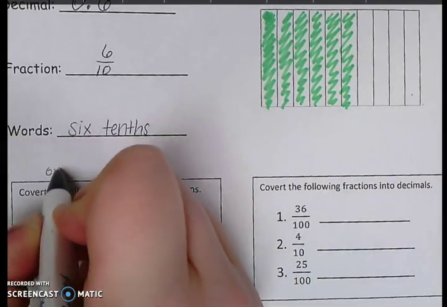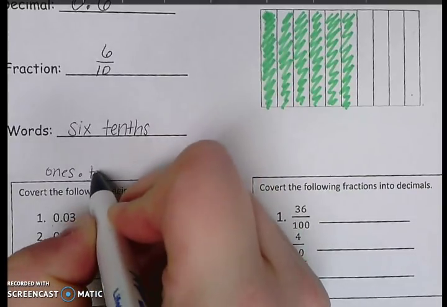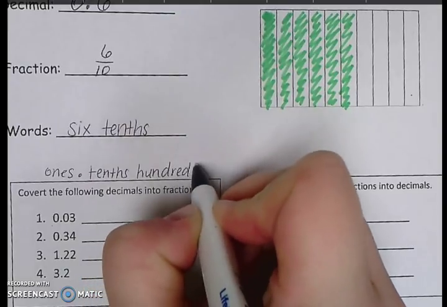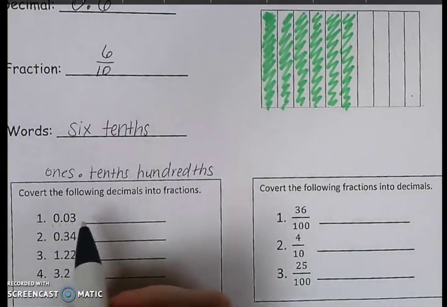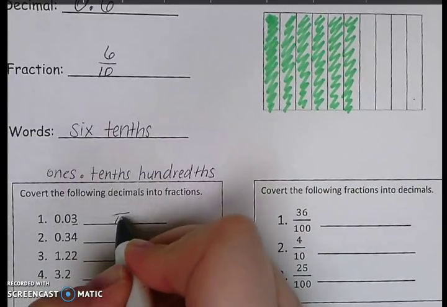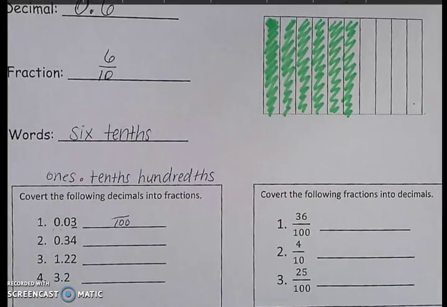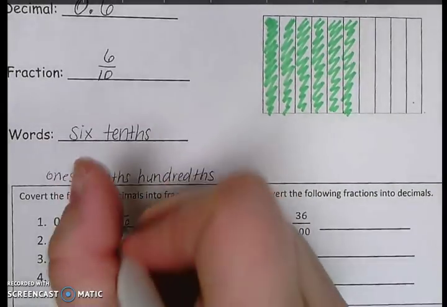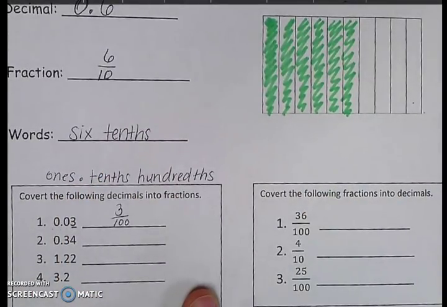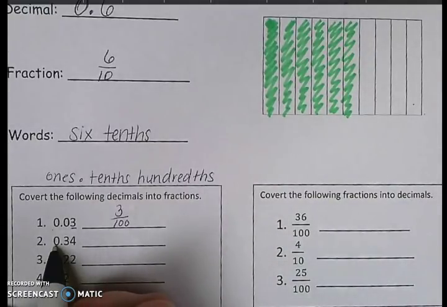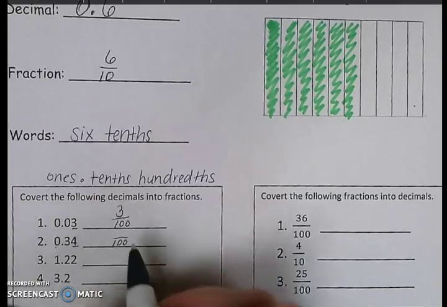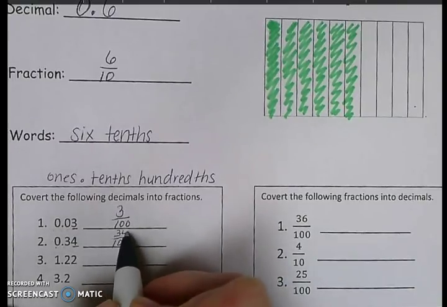So let's remember, ones place, decimal point, tenths place, hundredths place. So I know that the 3 is in the hundredths place. So I know it's going to be out of 100. And 3 is the only number we have here, so it would be 3 hundredths. Okay, number 2, I've got ones place, tenths place, hundredths place, out of 100, so it would be 34 hundredths.